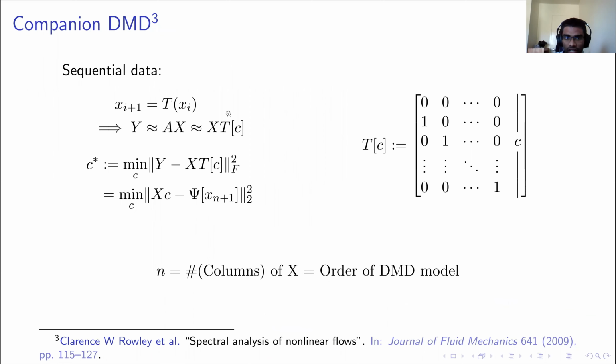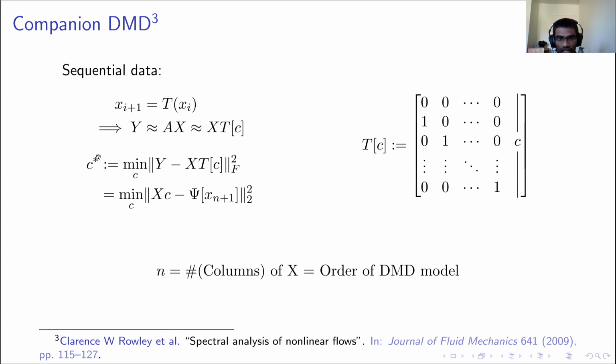Now, if your data is from a single trajectory, you can alternatively try to find the A that has X as an invariant subspace. And so the resulting optimization problem takes this form where you're trying to predict the final snapshot as a linear combination of the previous snapshots. An important parameter here is n, which is the number of columns of X. It is also the order of the DMD model.